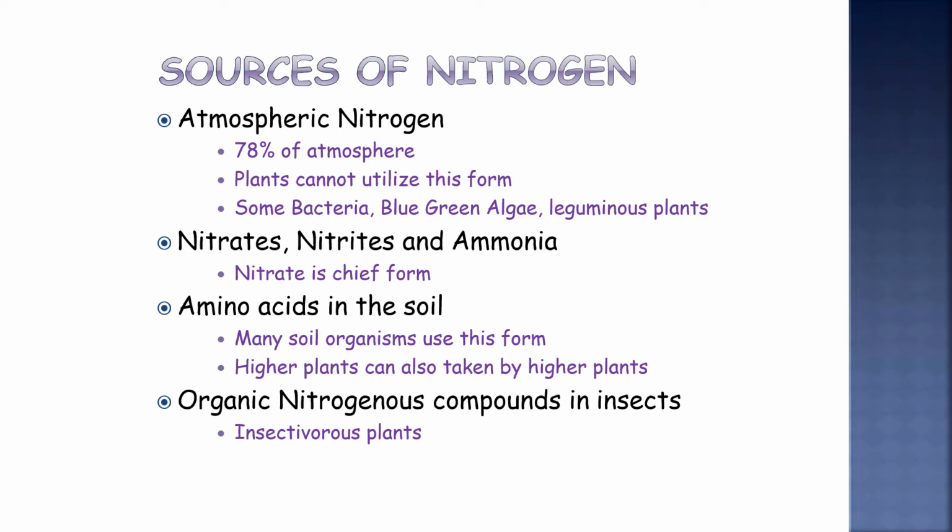Organic nitrogenous compounds in insects. This occurs generally in insectivorous plants. Now students, what are insectivorous plants? Insectivorous plants are those plants which use insects as their food. You can give the example of some plants like Utricularia and Drosera. These are the plants which trap insects for their food.